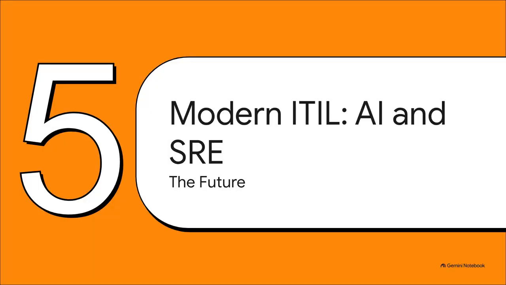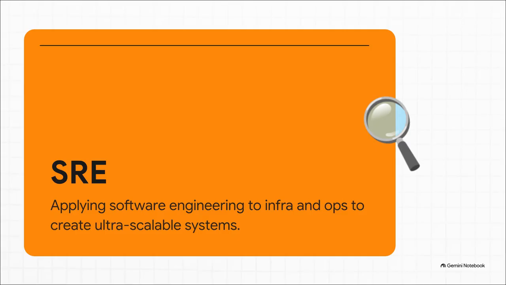Which brings us to our final section. Section 5, Modern ITIL featuring AI and SRE. We are looking directly at the future of service management. First, let's talk about SRE, or Site Reliability Engineering. SRE bridges that historical, often frustrating gap between software development and operational stability. It literally takes software engineering practices and applies them to infrastructure problems.